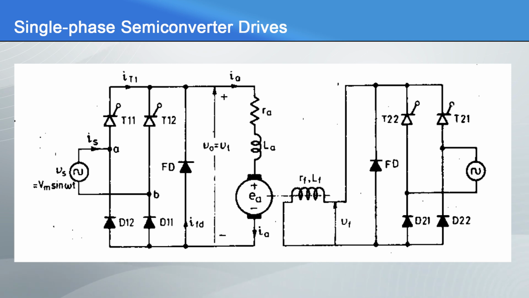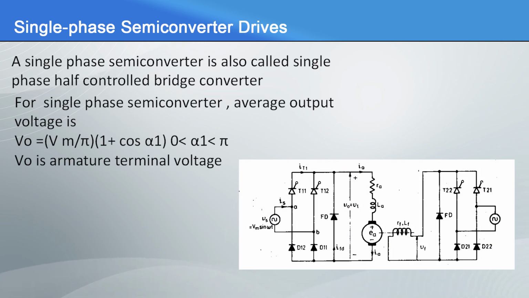A separately excited DC motor is fed through two single phase semi converters, one for the armature circuit and another for the field circuit, as shown in the figure. Both converter 1 and 2 are connected to the same source, that is a single phase source. This converter also offers one quadrant drive and it is used up to 15 kilowatt DC drive. A single phase semi converter is also called a single phase half control bridge converter.